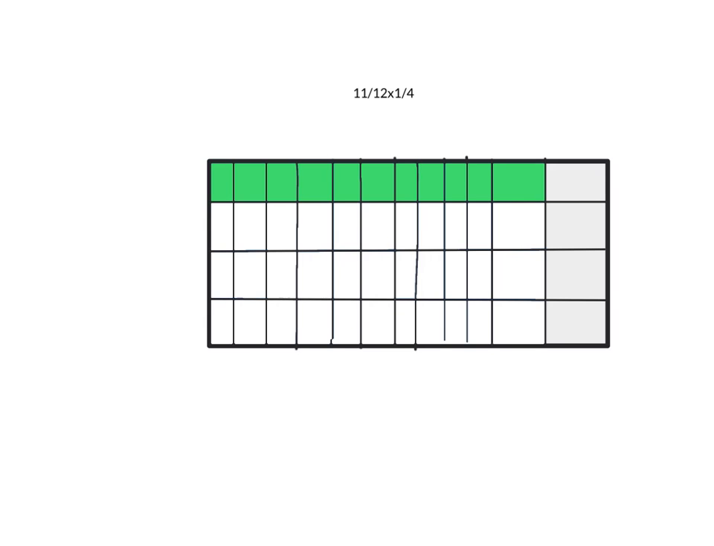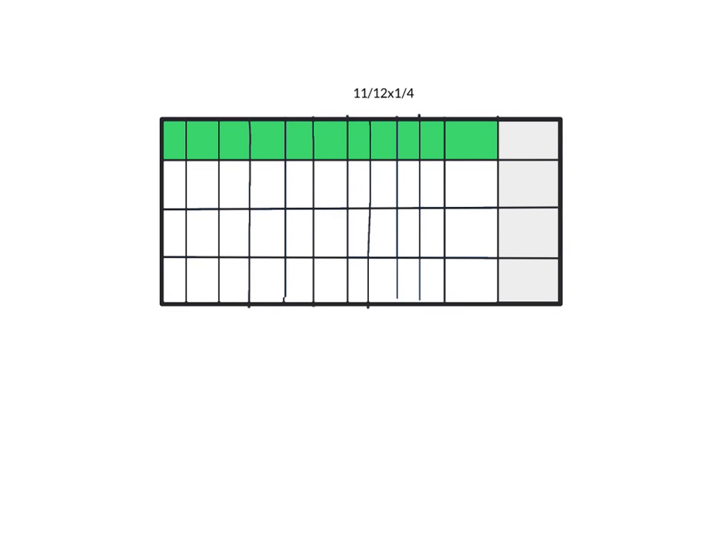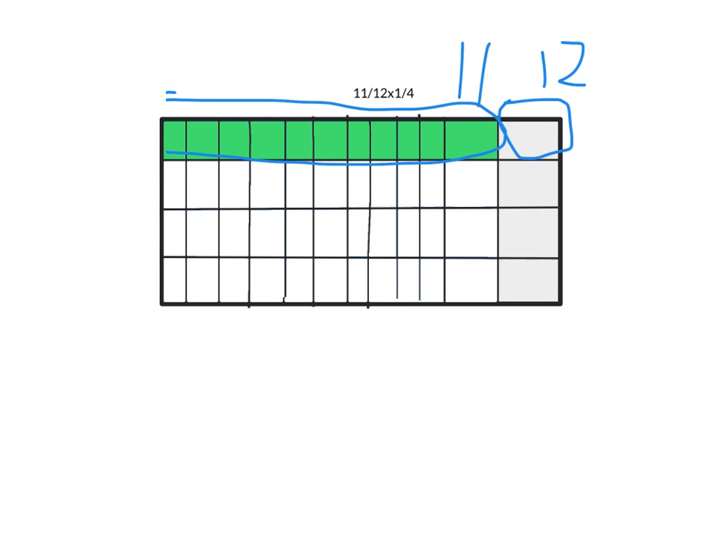Okay, so here we go. So here is our 11. Add this to make 12 squares. So 12 represents a whole column, but we only want 11.